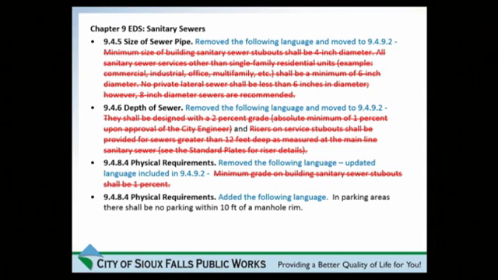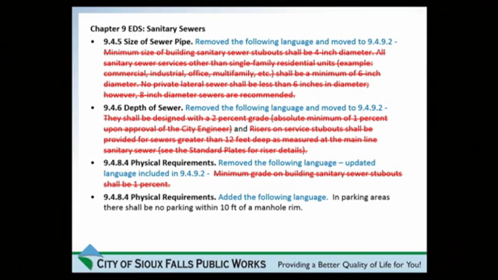You could read through those up there. The service stub out diameters and references to that. Section 4.6 talked about the minimum grade and the absolute minimum depth or minimum grade. It also talked about risers. Section 9.4.8.4 also talked about the minimum slope on a sanitary sewer service stub. We'll get to where those sections landed in a moment.